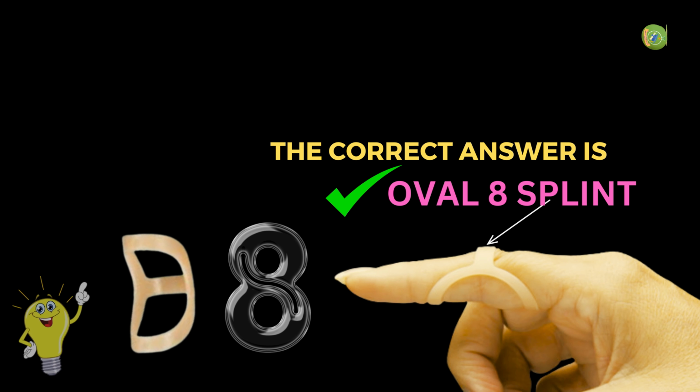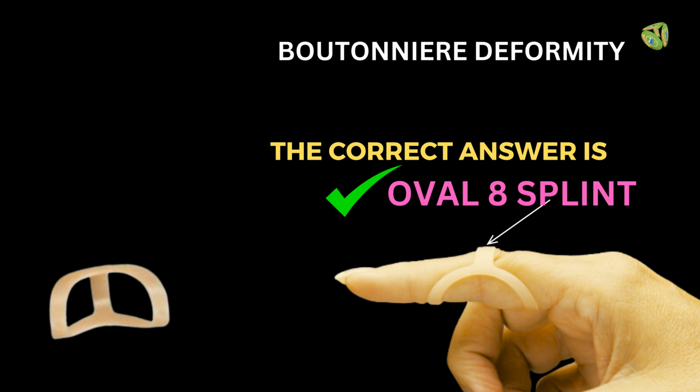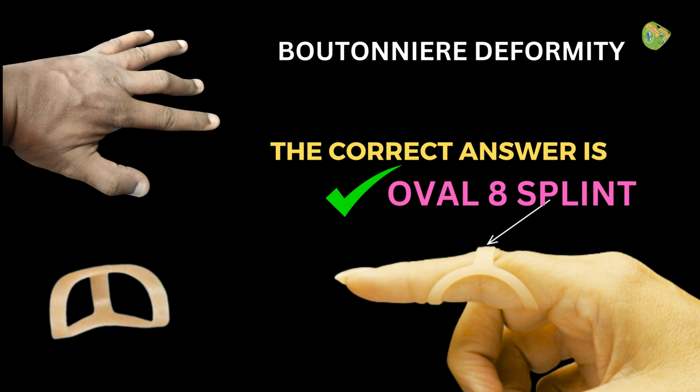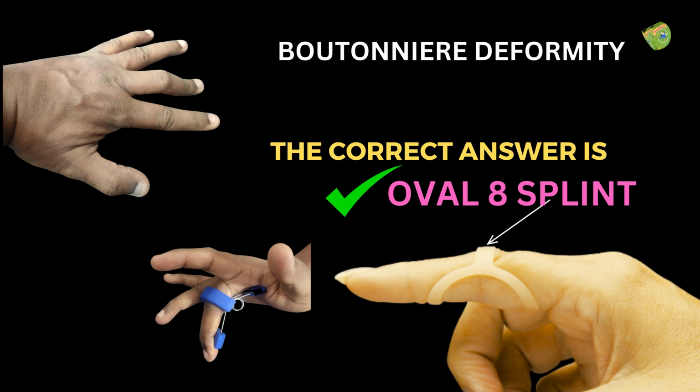The correct answer is oval 8 splint. It resembles the shape of the digit 8. This splint can be used in Boutonniere deformity. It can also be used in Swan neck deformity. We have already discussed the dynamic Capener splint which can be used in Boutonniere deformity.